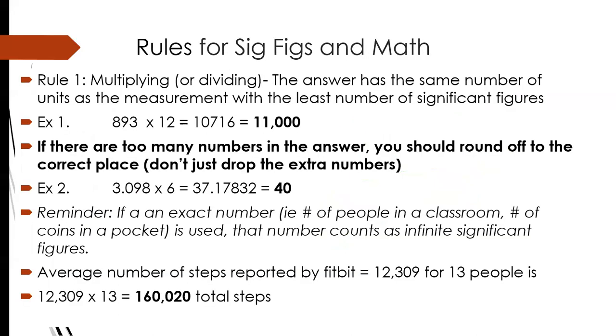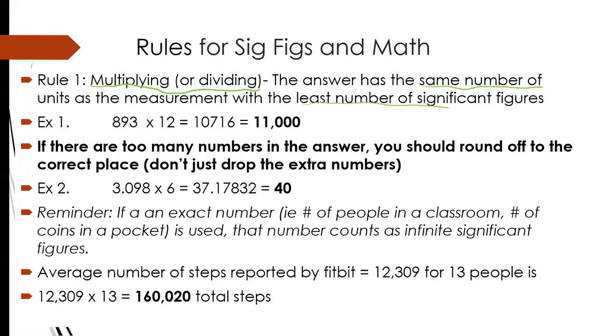The last part of our significant figures is our rules. And so there are 2 rules for our significant figures. The first one has to deal with multiplying and dividing. When we go through that mathematical operation, our answer is going to have the same number of significant figures as our measurement that had the lowest.